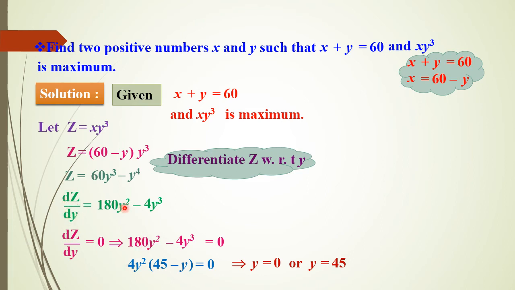So substitute it back again. Here you will be getting critical points. So 180y square minus 4y cube equal to 0. Then take 4y square out. So 45 minus y equal to 0. These are the two factors. One is y equal to 0. The second one is y equal to 45.